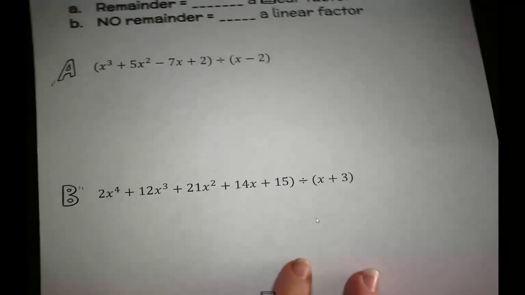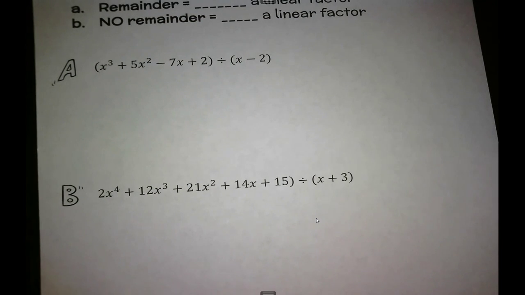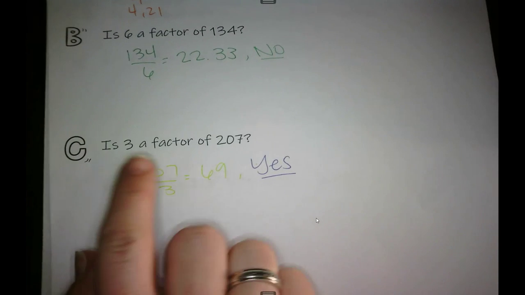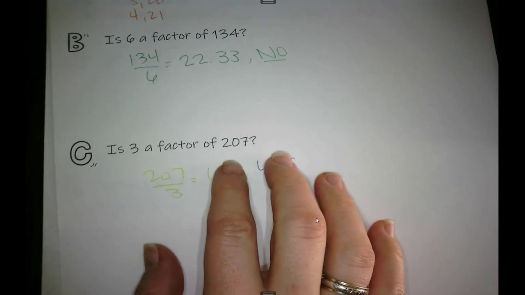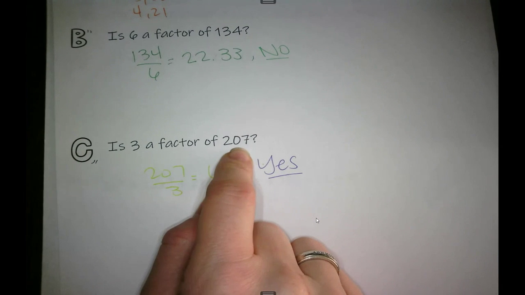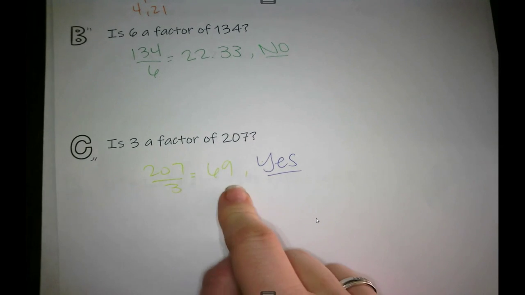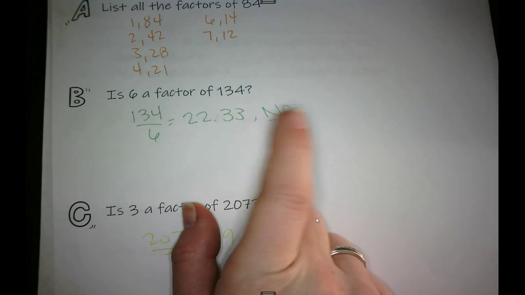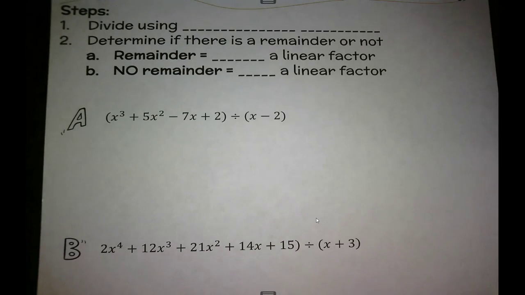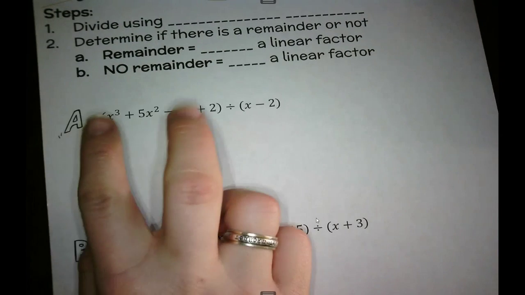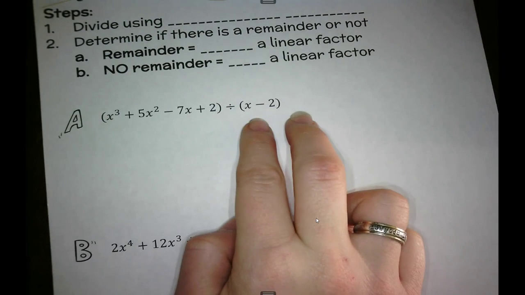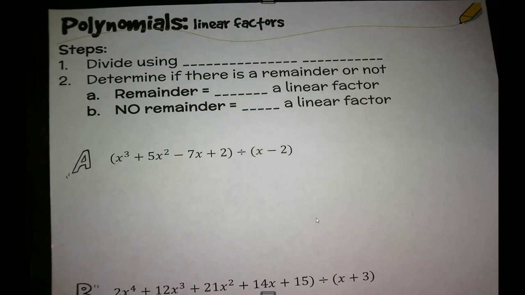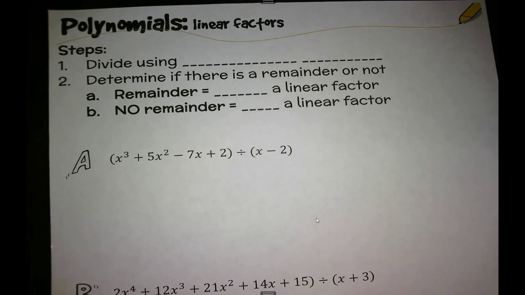Or remember when we were talking about factoring numbers, we just said, oh, if we want to know if this is a factor of this, we took this, divided it by this. If it gave us a whole number, then it was a factor. If it gave us a decimal number, then it was not a factor. So we can do the same thing. We can take this, divide it by this, and figure out if it's a factor or not, instead of going through all the big long factors. So how are we going to do that?